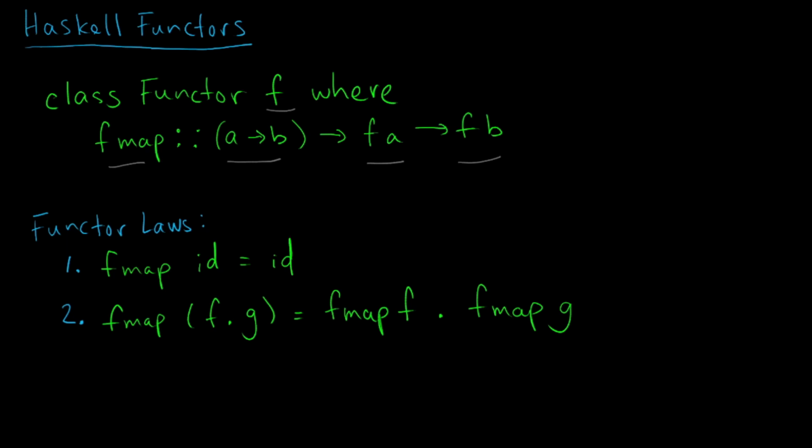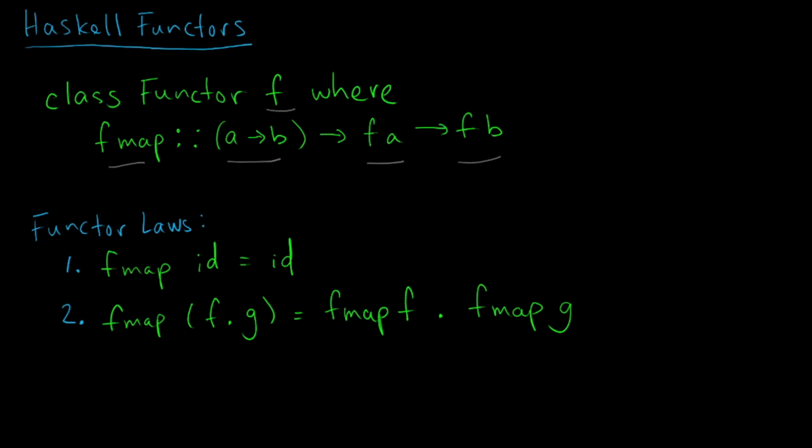So intuitively, functors are kind of like a wrapping structure. They wrap objects, but through fmap, we can still get at the underlying objects. In particular, we can apply functions to the underlying objects, but still keep them wrapped inside the functor.